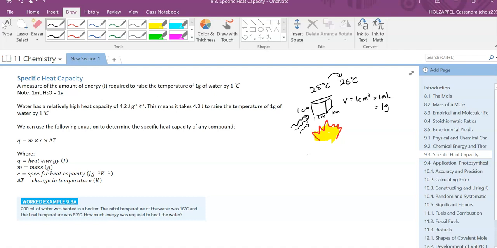So we'll talk about water because water is one of those really cool ones, the one with the high specific heat capacity. So it has a heat capacity of 4.2 joules per gram per Kelvin. What that means is it's going to take 4.2 joules of energy to raise the temperature of 1 gram of water by 1 degree. Now I've said 1 degree Celsius here, but here we've used Kelvin.